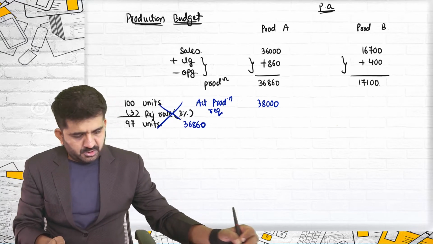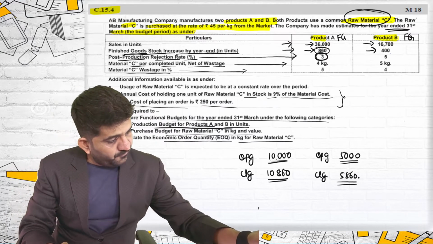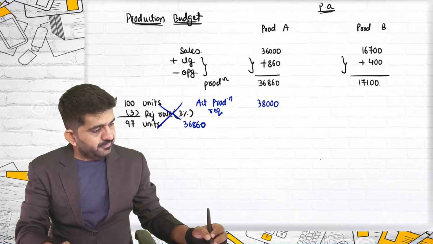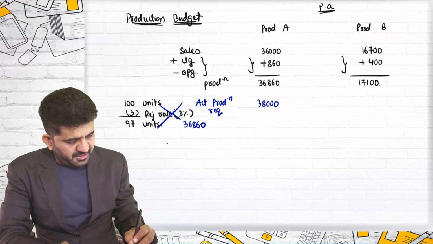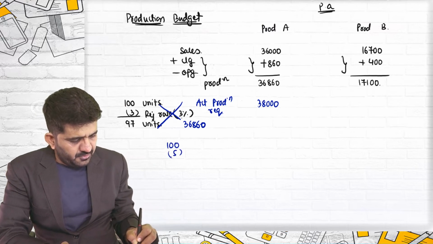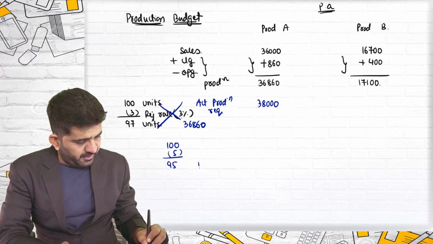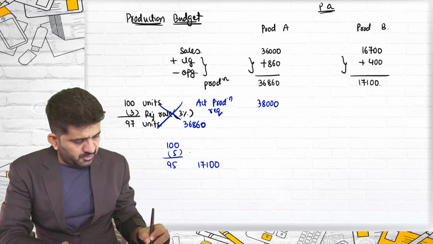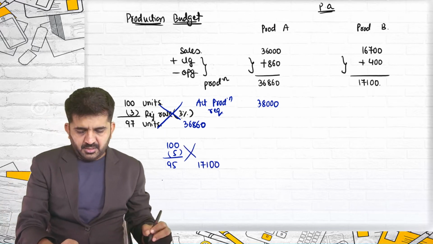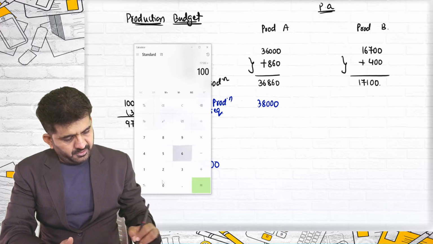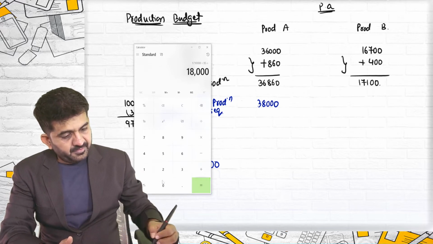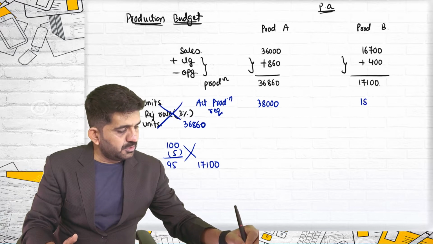Here also there is a rejection rate of 5%. So rejection rate of 5%, I will be doing cross multiplication like this. 100, 5, 95. This is 17,100. What should be 100? 17,100 into 100 divided by 95. So it is 18,000.